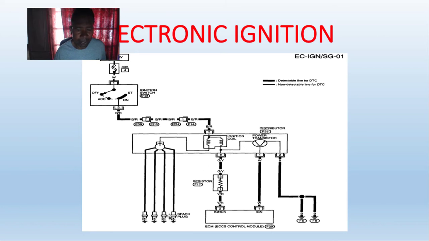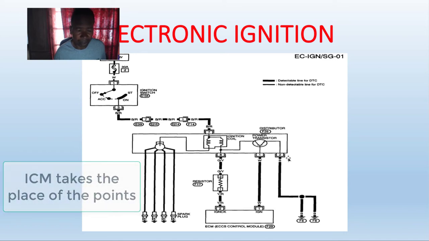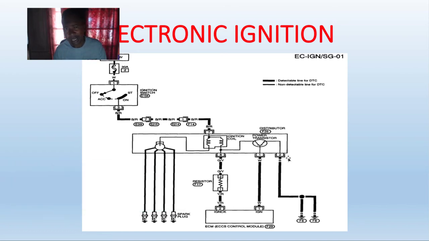As you can see here, we've got the points, we have our ignition coil, and we have a power transistor. That power transistor is internal to an ignition control module, the ICM, or the PCM that does the triggering. Remember, now the ICM or the PCM controls the current running through the primary circuit that triggers the secondary ignition circuit.